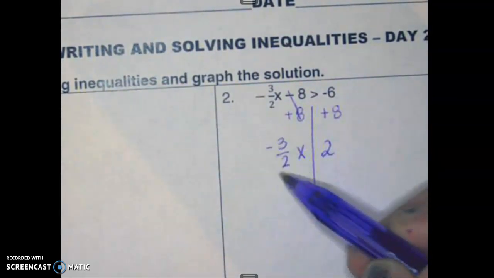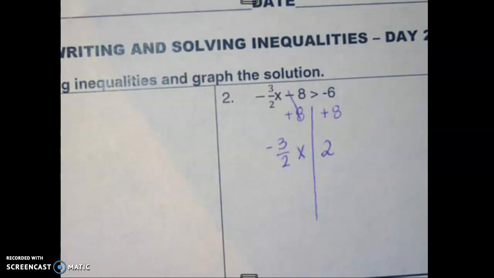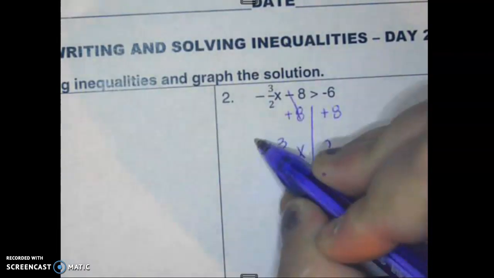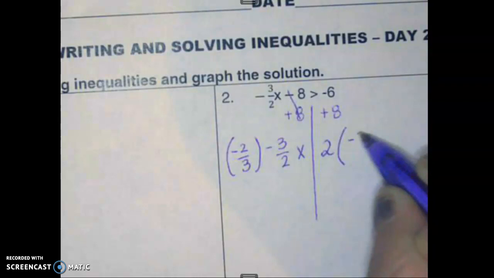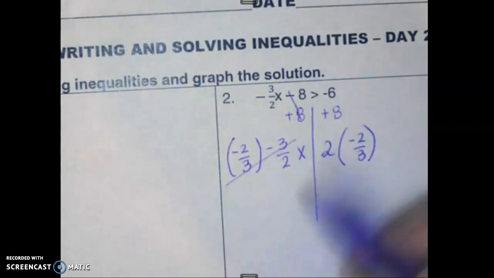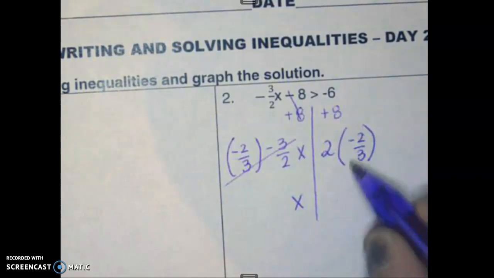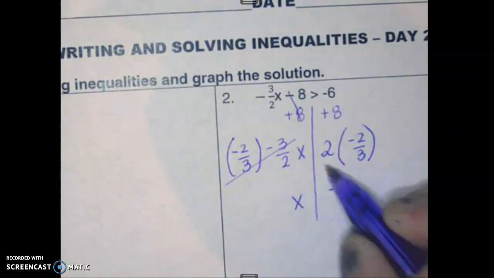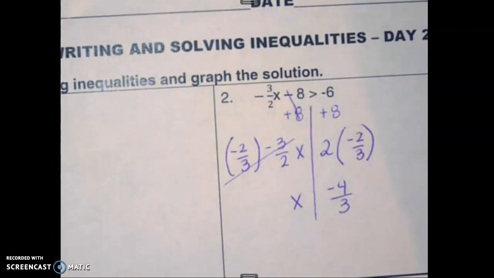How do I get rid of this 3/2? What's the inverse? All right, inverse isn't quite the correct word. He said flip that, for reciprocal. Great, we're going to do the reciprocal. So -2/3. When I multiply times its reciprocal, it cancels, leaving me with x. Top times top, what's 2 times -2? -4. Bottom times bottom, it'd just be a 1 times 3. -4/3.